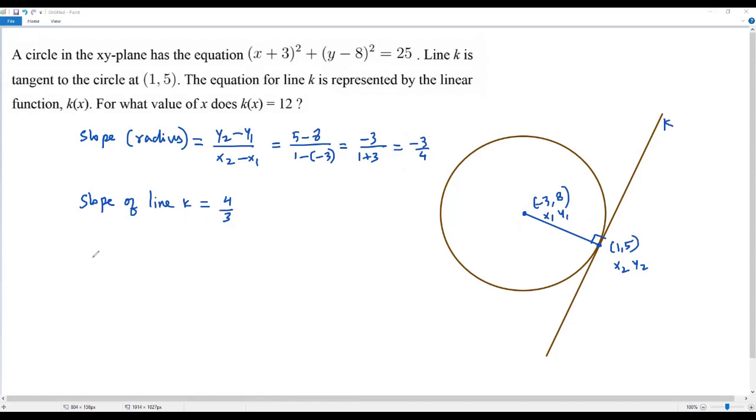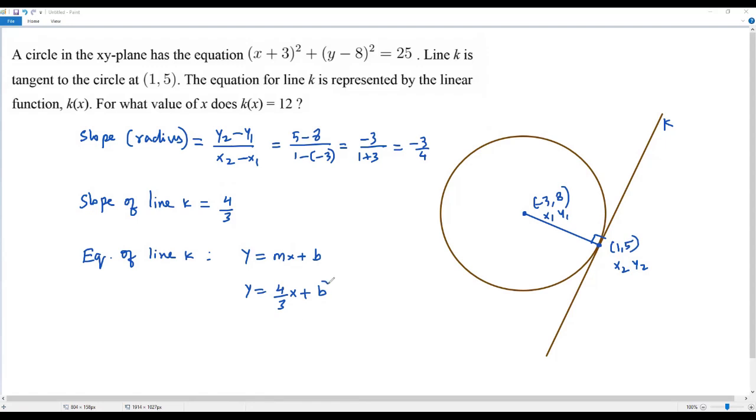Let's find the equation of line k. We can write the equation of line k in slope-intercept form, that is y = mx + b. Here m represents the slope of line k. Already we got it, that is 4/3. We can plug in 4/3 for m, then we get y = (4/3)x + b. Still the equation of line k is not complete because there is an unknown constant b.